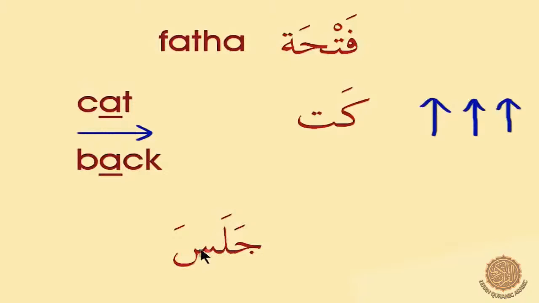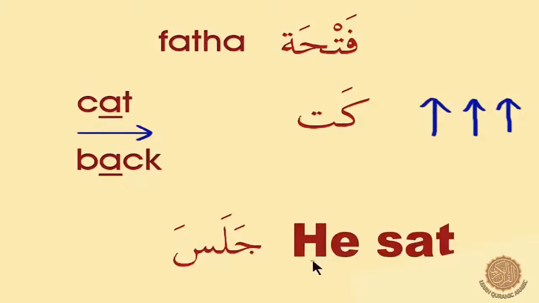And then finally we have the Sin. That's equivalent to the S sound in English. So this will be Sa. So Ja, La, Sa. Jalasa. So Jalasa means he sat.